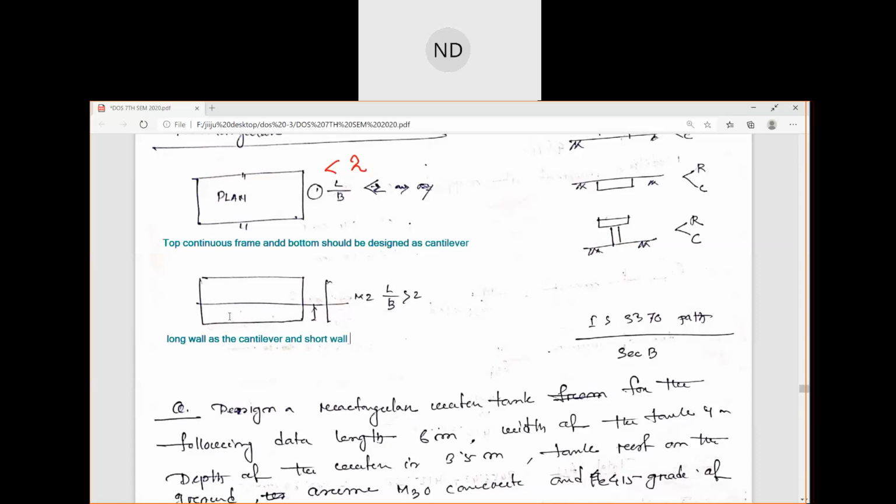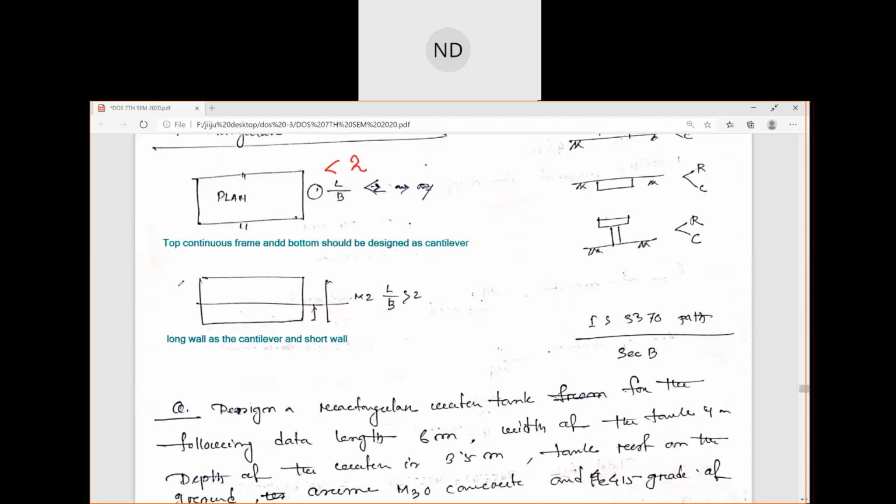Suppose if this portion is your capital H, and the bottom portion, at a distance of H by 4, we are going to design separately. So if this is your H by 4, then this portion is capital H minus small h by 4, which gives you this height.